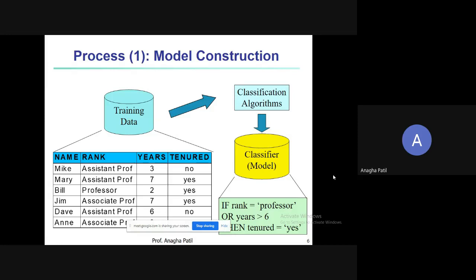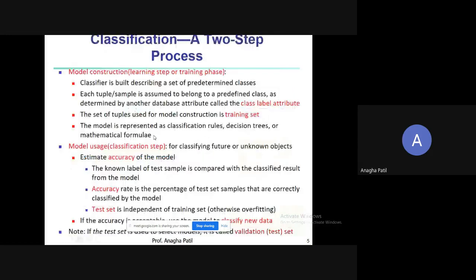So now, if the rank is professor or the years is greater than 6, then the tenured is equal to yes. This is how we have trained our data set. And we are going to build a model which will be further used for the classification. So what we have done into training is this. The second important step into the classification is model usage. That is nothing but you are actually classifying the data which will be given to you.